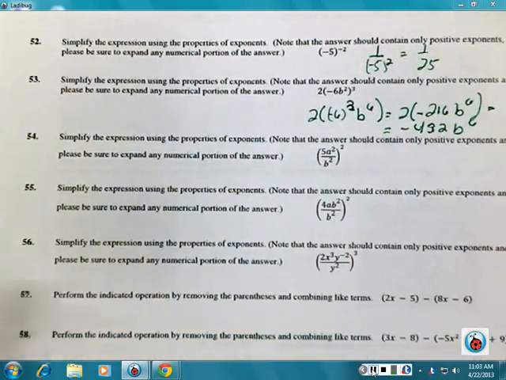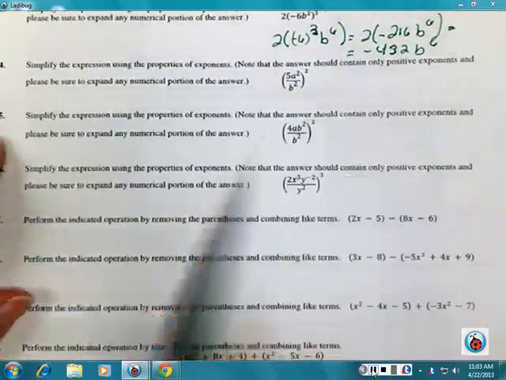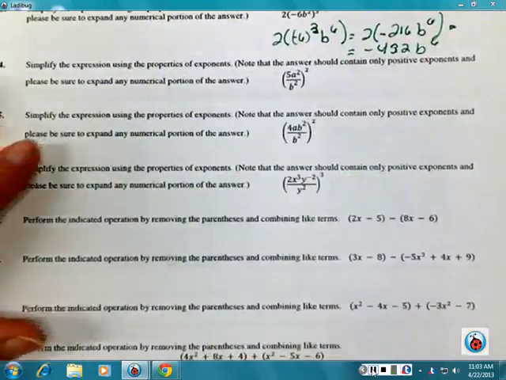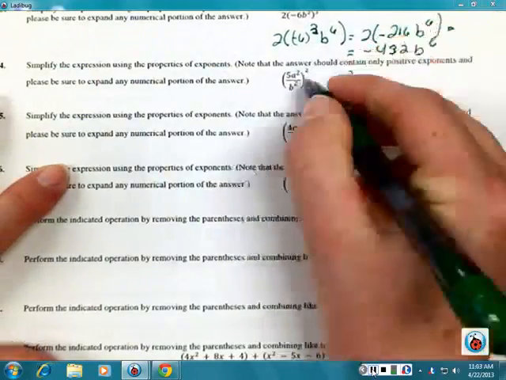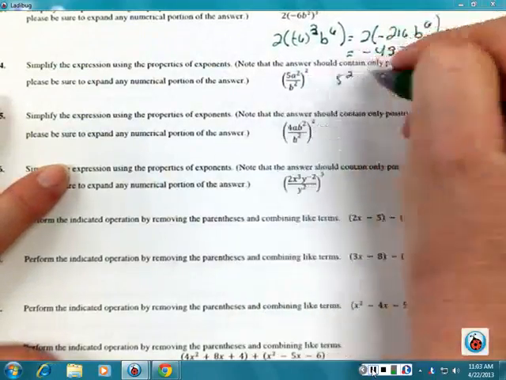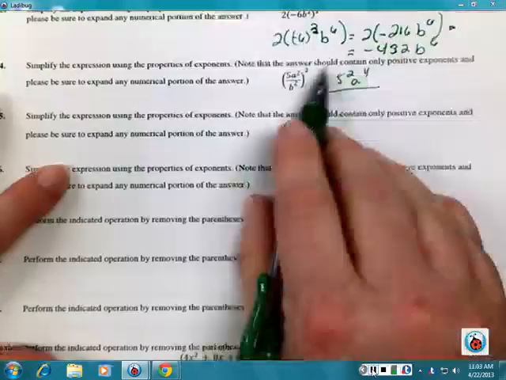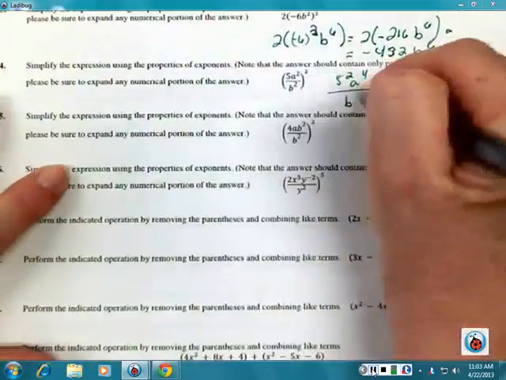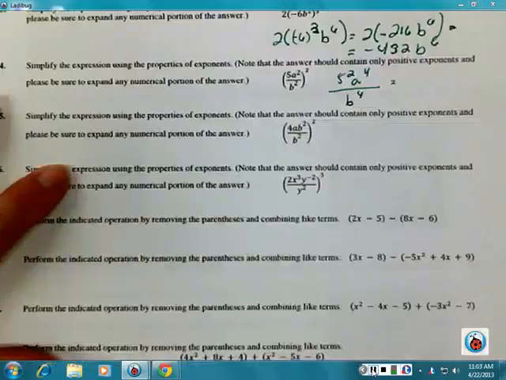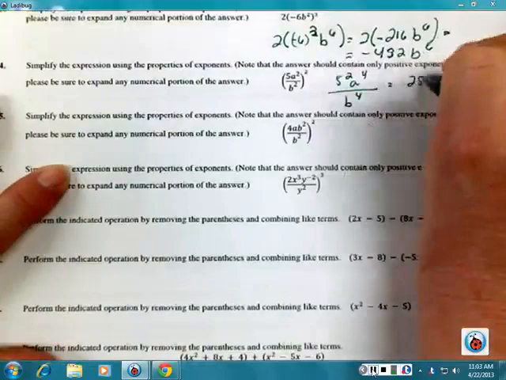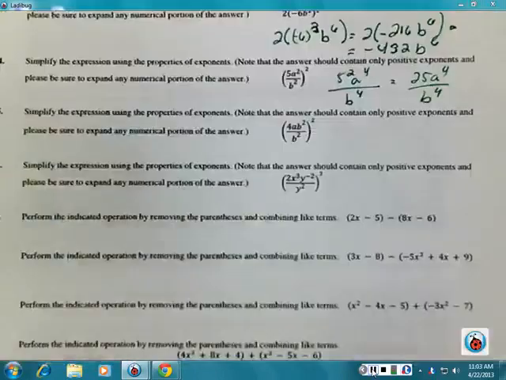Yep. How about the next one? 54. What do we have to do to it? You have to square everything in the parentheses. Okay, so I need to square my 5. I need to square my a squared. What does that give me? A to the 4th. Okay, if I square my b squared, I get b to the 4th. But I can't leave it like this because... 1 times a to the 4th over b to the 4th. Yep. Perfect. How about this one?